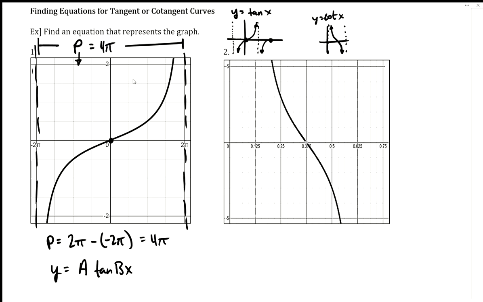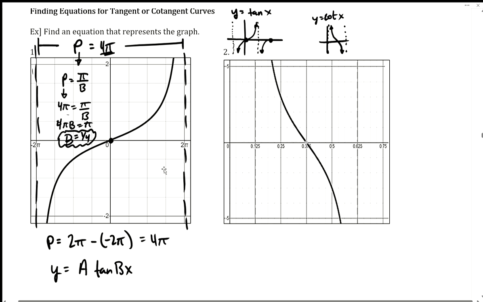Remember that the period for tangent or cotangent is based on pi over b. Okay, so we have the period is pi over b, and this problem tells us, oh, we have 4 pi. Let's change the period to be 4 pi. And then that way we can solve for b. So if we just cross multiply, we'll have 4 pi b equals pi. And then when we divide by 4 pi, we're going to have b is 1/4. Okay, so we've got b is 1/4. I'm going to cloud that.